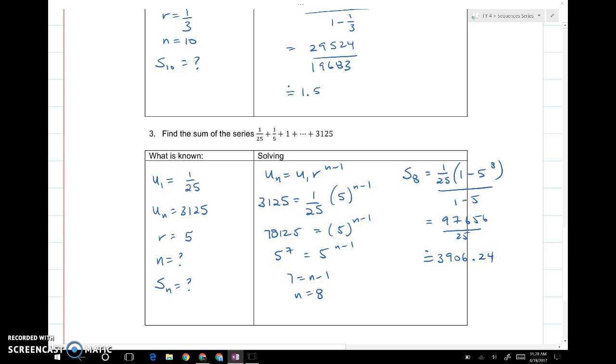Again, the thing I want you to notice most is it is about knowing which formula to use, actually taking a moment to write down what you know and what it is that you're trying to find to head you in the right direction.